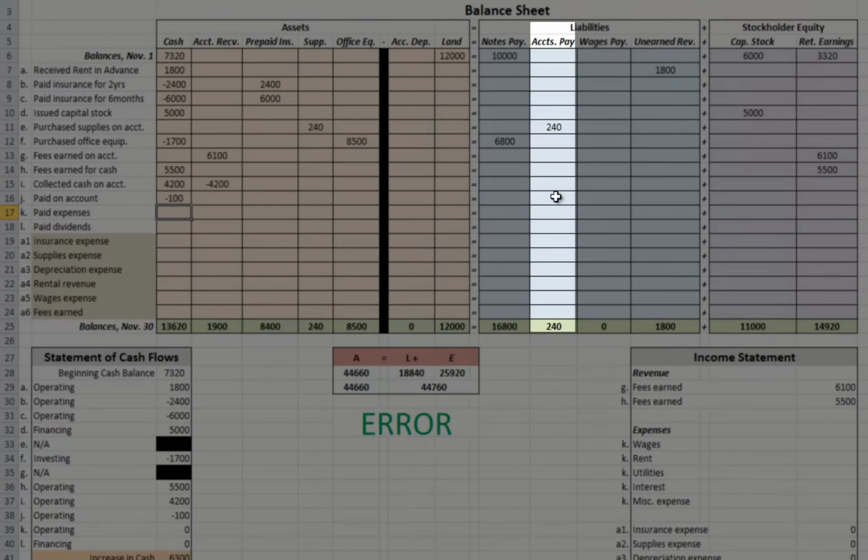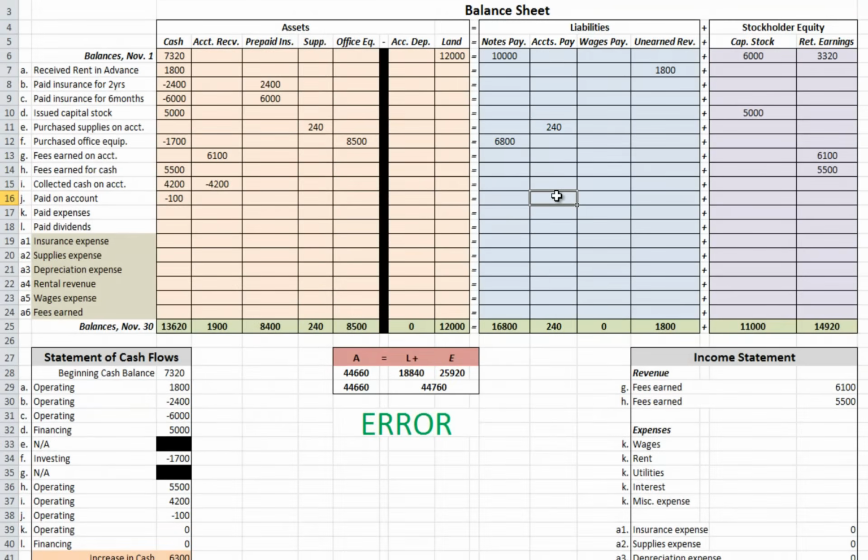So if we go over to our accounts payable column, and again, that's the column that represents our supply purchase up in transaction E, we're going to be able to reduce that liability by the $100 we just paid. Okay, so we made a $100 payment on our supplies, so we have $100 less cash, and we have a liability that has been reduced by $100. We're all balanced out, and if you look at our statement of cash flows, you will see that we have a cash outflow of $100 for transaction J.